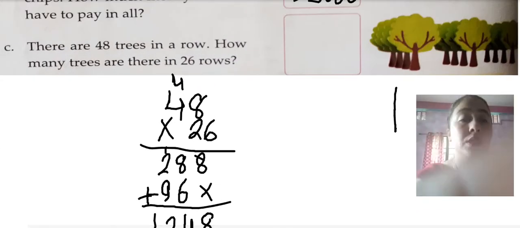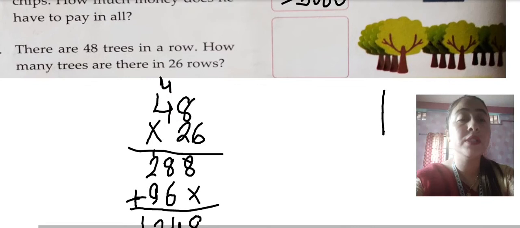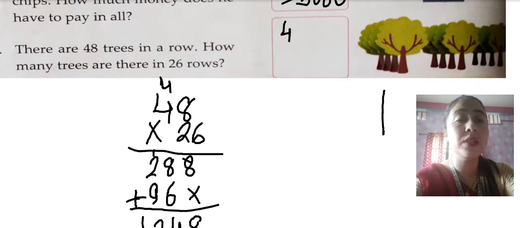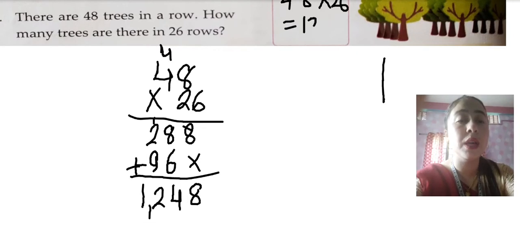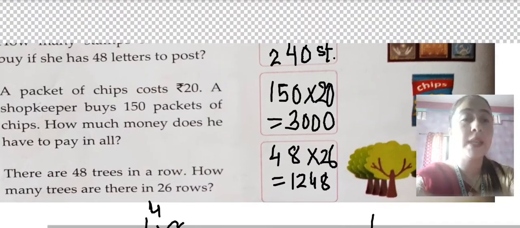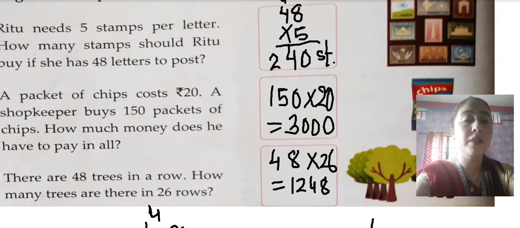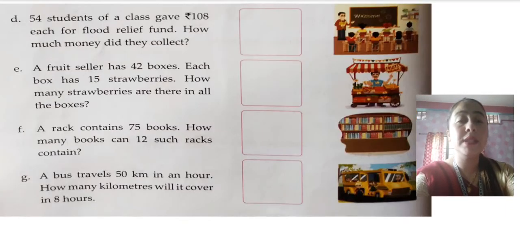There are 1248 trees. So what you will write? You will write the answer here. This you will do in the rough portion. 48 into 26 equals to 1248. So let me show you all the answers once again. So the first answer is 240 stamps, second is 3000, and the third one is 1248.